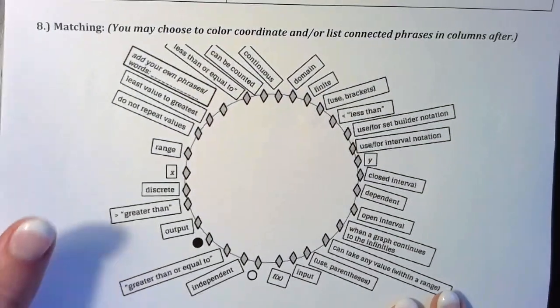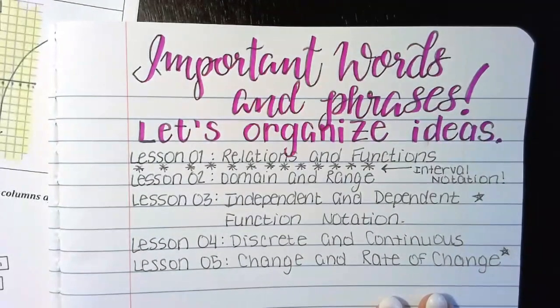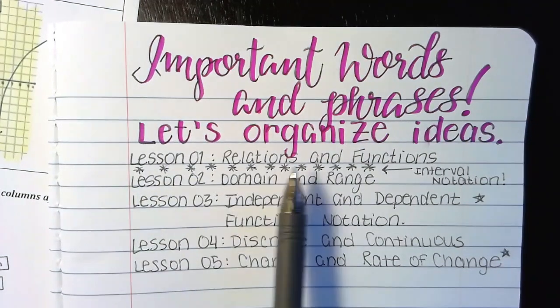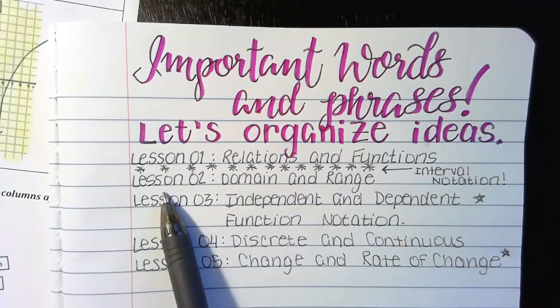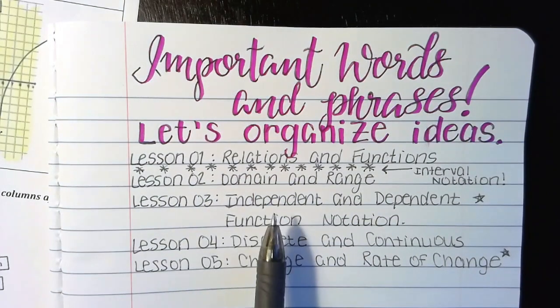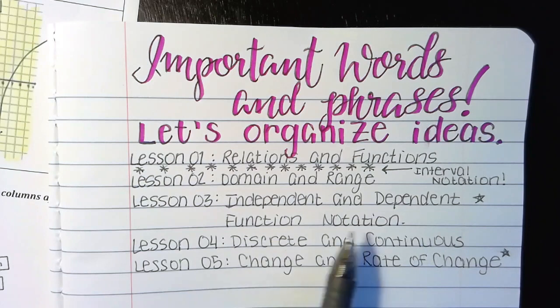So what I decided to do was I went into my notebook and I wrote out important words and phrases. Let's organize ideas. Now the lessons that we focused on are, one was relations and functions. Then we did a little bonus of interval notation to get us ready for 2, domain and range. Then we highlighted independent and dependent with function notation.